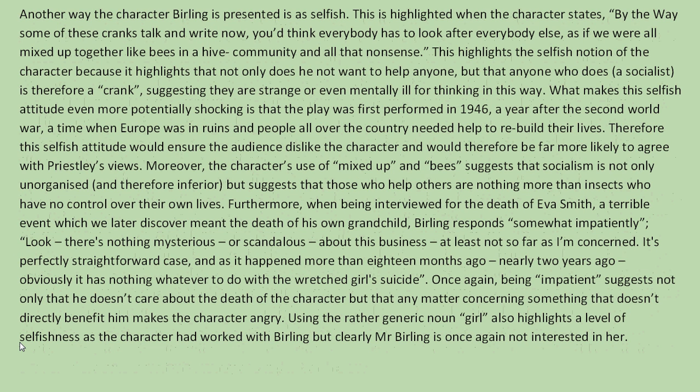Another way the character Birling is presented is as selfish. It's the same structure once again, and you can see the better the plan, the easier it is to write the essay. This is highlighted when the character states, "By the way, some of these cranks talking right now, you'd think everybody has to look after everybody else as if we were all mixed up together like bees in a hive, community and all that nonsense." This highlights the selfish notion of the character because it highlights that not only does he not want to help anyone, but that anyone who does, a socialist, is therefore a crank, suggesting they are strange or even mentally ill for thinking in this way.